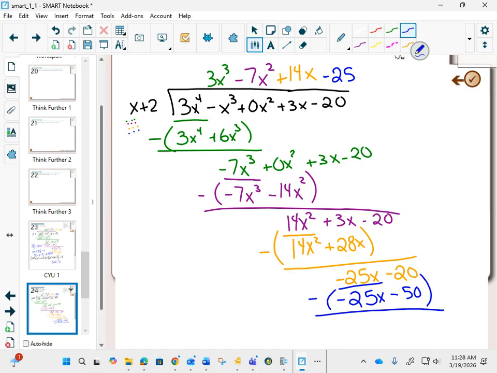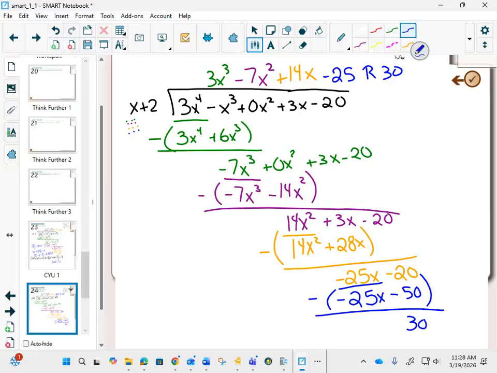If you're going to make a mental math error, it's usually in the remainder. People get so excited about being done the question that they usually make a mistake in subtracting the last one. Negative 20 minus a negative 50 will be add 50 will be 30. That is my remainder. A remainder of 30.